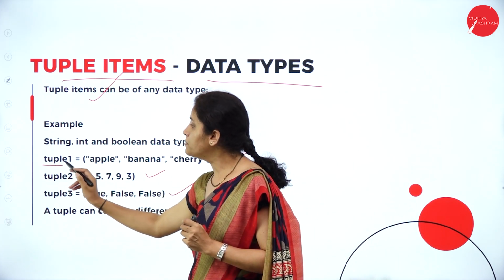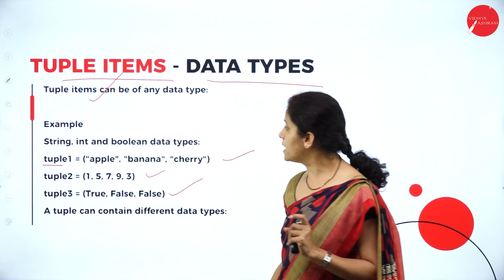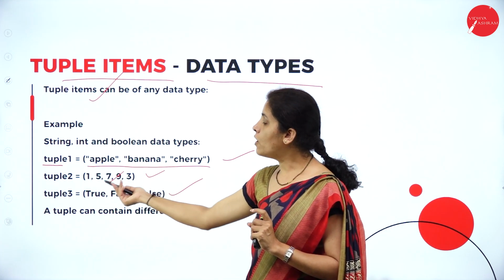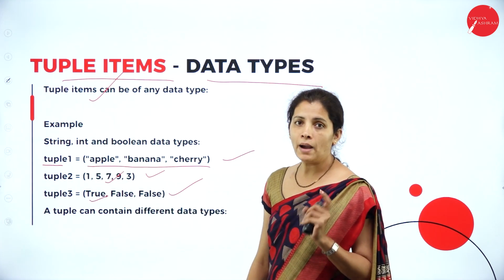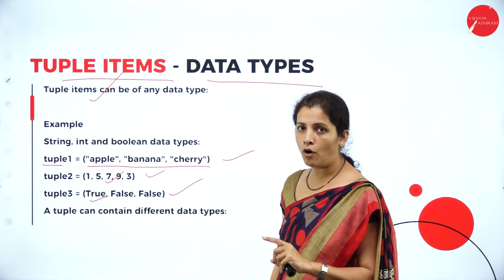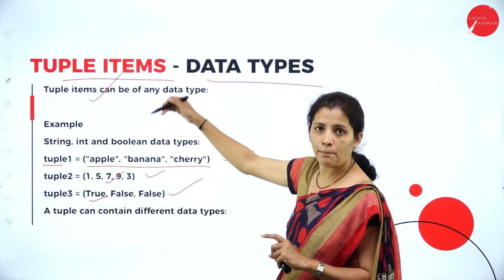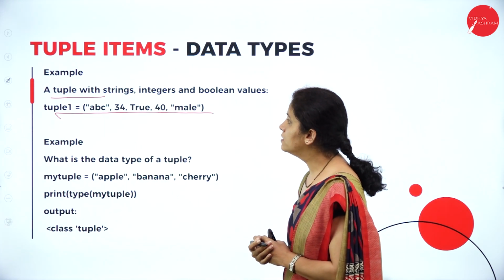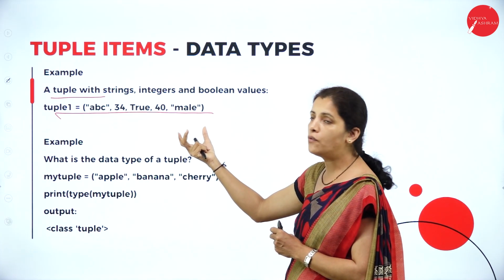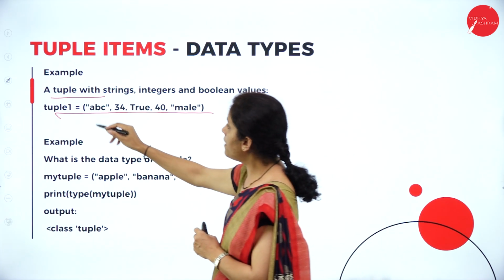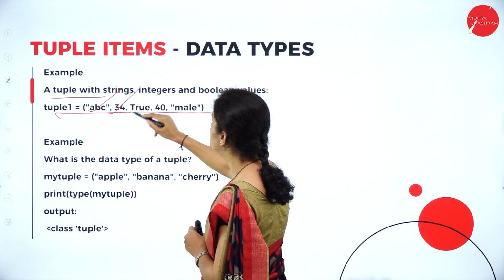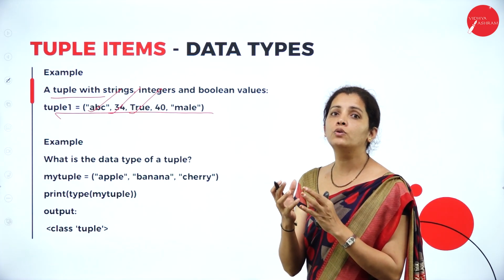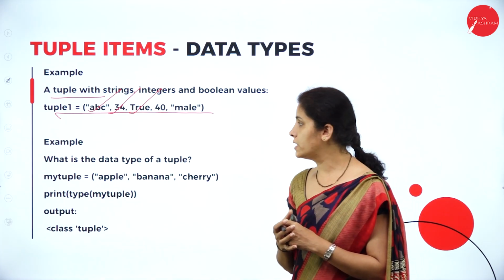See here, what is my tuple variable? Tuple 1, see what I'm assigning: string. And the second time, it is an integer. The third time, I have a boolean value, that is true and false. So I am able to create a tuple for any data type. See here, I'm creating a tuple that is a combination of all the data types: string, integer, boolean. So by using a tuple, I can combine all the data types together.